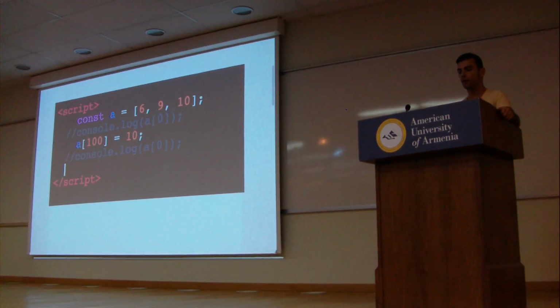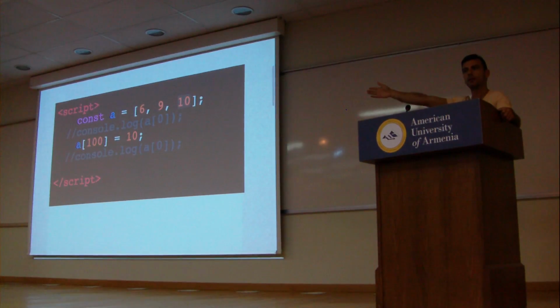Look, at this level, what is the length of the array right now? 3. In other words, 0, 1, 2, plus 1, 3. Last index plus 1. So if I assign 10 to the 100th index, the length is the last index plus 1, so 101. What are all those other elements between 3 and 99? Empty, right? We haven't defined them. So empty in JavaScript means undefined.